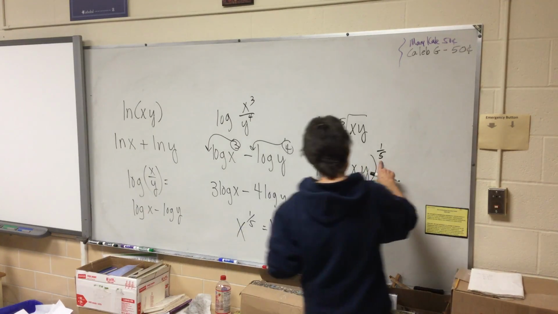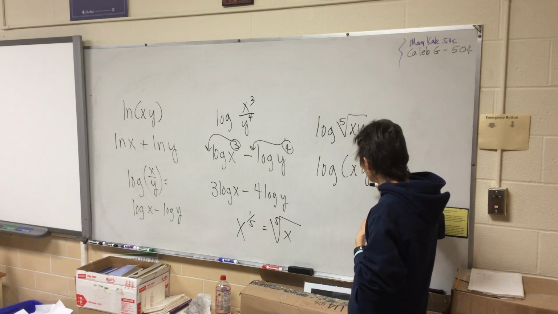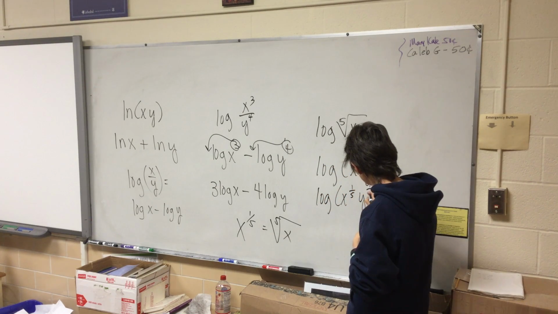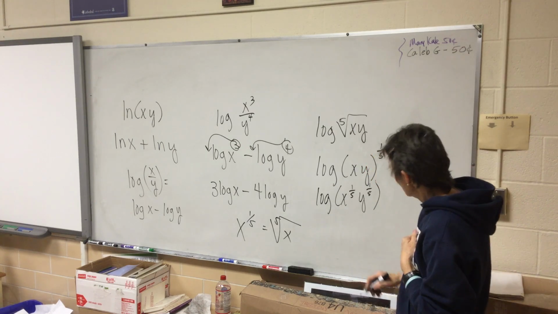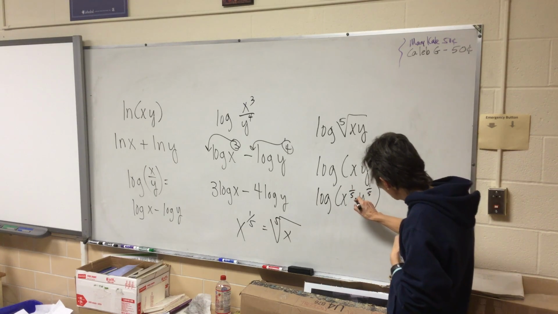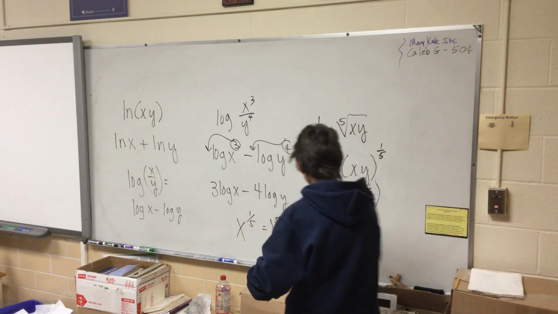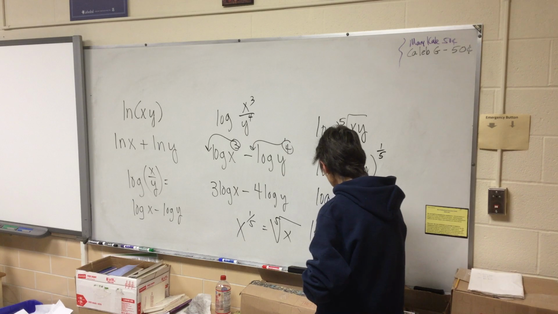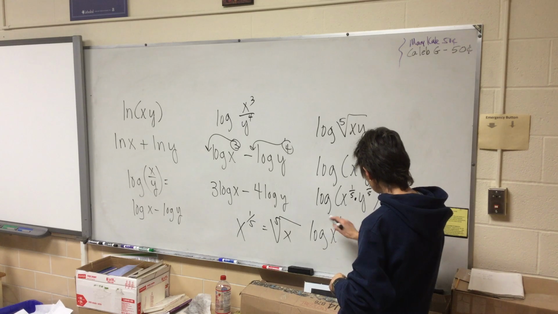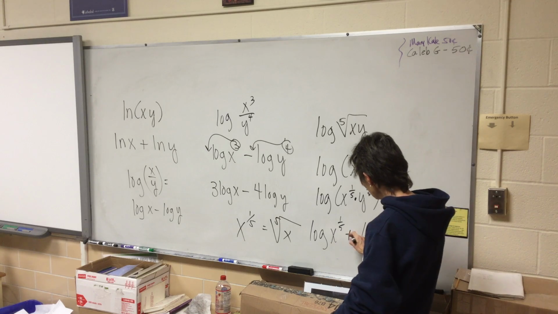Now, what do I do with that exponent? Where does it go? To both of them? Exactly. Now, these two, x to the 1/5 and y to the 1/5, are being multiplied. So now I'm going to pull them apart and write two separate logarithms. What sign is going to go in between these two separate logarithms? Plus. Yep.